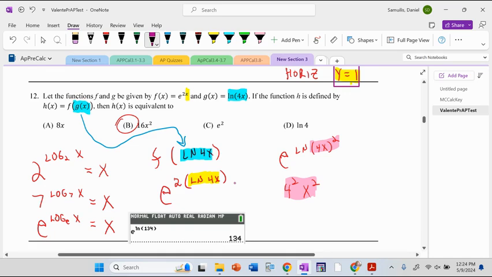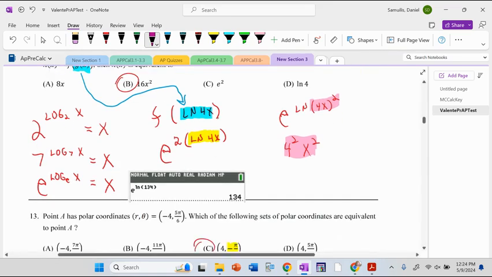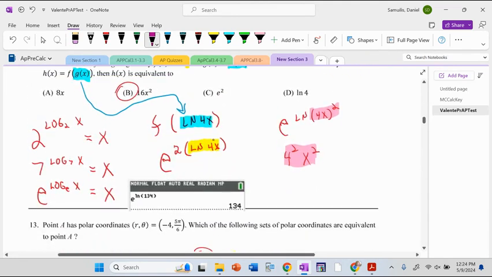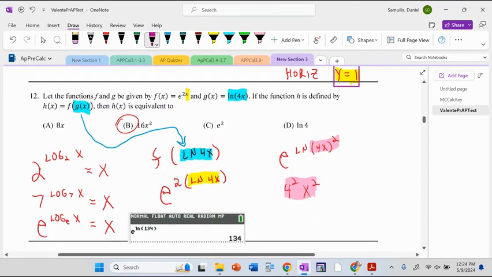Okay, next one. Luckily we had another test that we did in class on the AP multiple choice College Board website, and I was able to put this up here, and this rule came up on your test, thank you by the way. Here it is. It's this rule: two raised to the log base 2 of x is x. 7 raised to the log base 7 of x is x, as long as these are equal. e raised to the log base e of x, which is ln x.